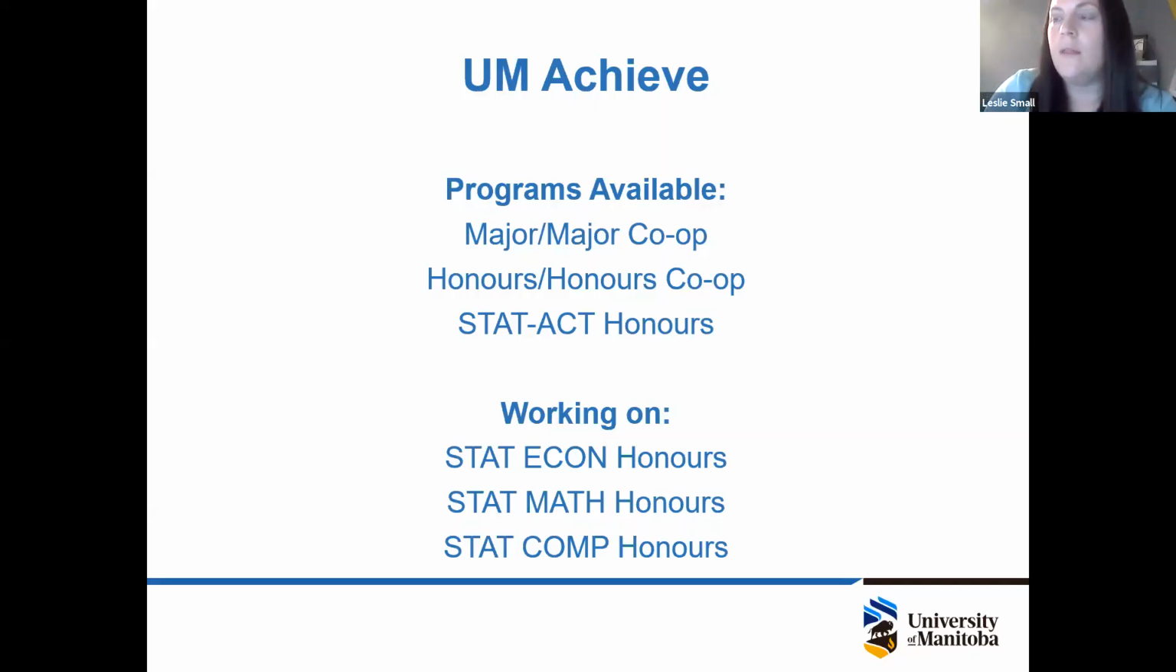Okay, so this is the list of the programs that we have available on UM-Achieve right now. We have the major co-op, the honors co-op, and the stats actuarial joint honors program. We are currently working on the stats economics, stats math, and stats computer science. If you don't know what UM-Achieve is, it's an automated program check system. You can run program checks for the current program that you've declared, or for programs you may be interested in going into. It's not just for science programs, it's for all programs that the university offers.